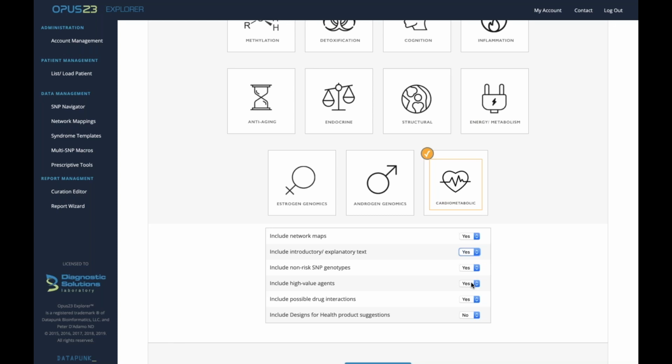And on top of that, which I'll also include on the bottom here, we can actually give you recommendations for any particular designs for health products that will be based on the high value agents. So for example, if the high value agent is vitamin E or even vitamin C, that's a great recommendation.